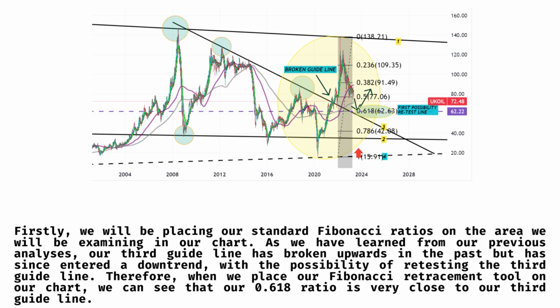Firstly, we will be placing our standard Fibonacci ratios on the area we will be examining in our chart. As we have learned from our previous analyses, our third guideline has broken upwards in the past but has since entered a downtrend, with the possibility of retesting the third guideline. Therefore, when we place our Fibonacci retracement tool on our chart, we can see that our 0.618 ratio is very close to our third guideline.